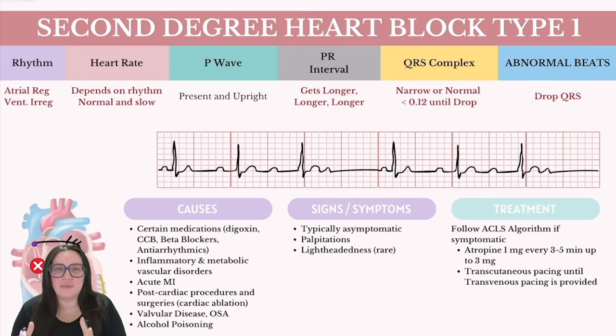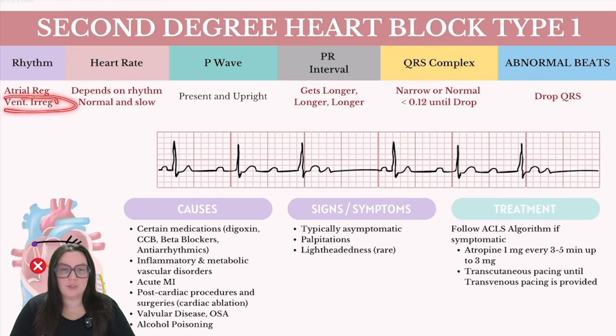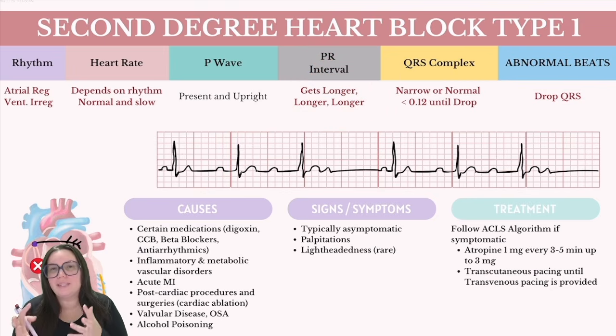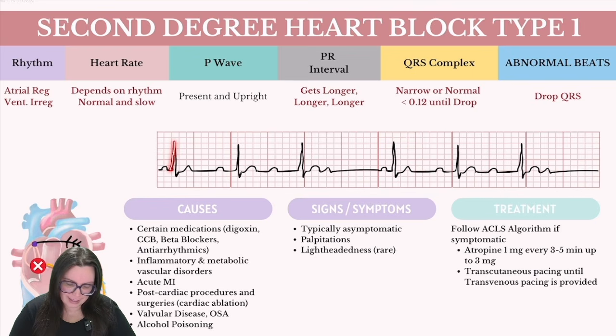So with ECG rhythm identification, the atria is typically going to be regular and the ventricular rhythm is going to be irregular because of that dropped beat. The heart rate really depends. It can be normal, it can be slow, depending on what's going on with this particular delay. The P wave is going to be present, it's going to be upright, it's going to definitely be there. And of course, our PR interval is going to get longer, longer, longer before we ultimately see a drop. And then with our QRS complex, narrow and normal typically is what it's going to be. As you can see here, it's nice and tight. It's a nice narrow normal rhythm until ultimately you have this drop take place and it's not even there at all.